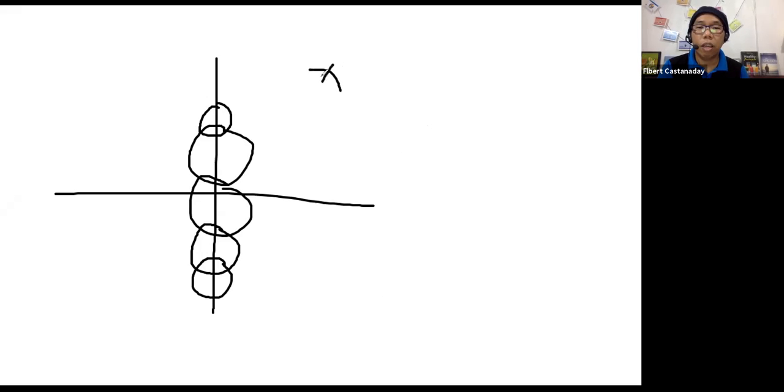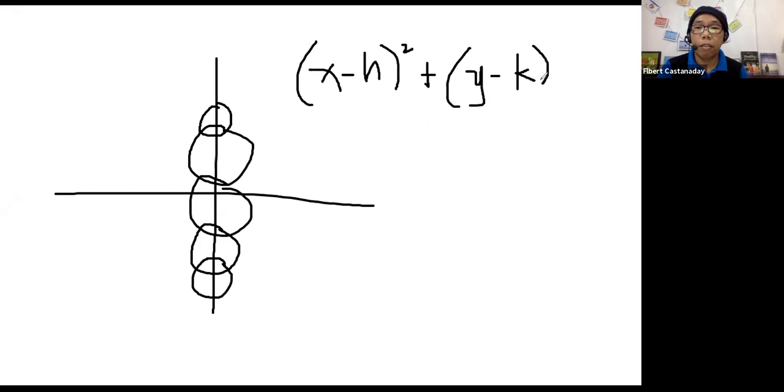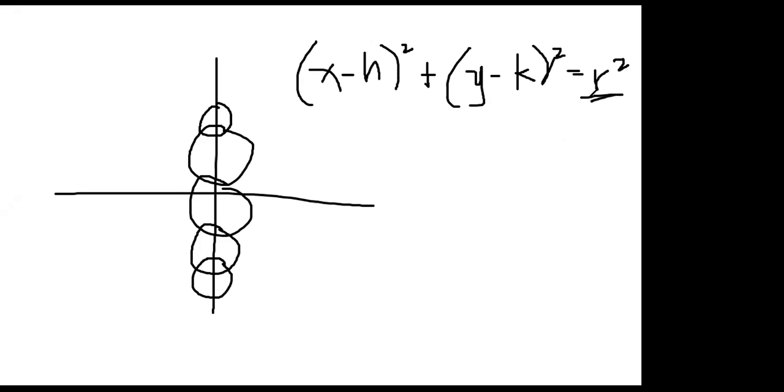Sige, isulat ko muna yung pinaka-equation kapag h, k yung center. (x minus h) squared plus (y minus k) squared equal to r squared. So ano yung sure na parameter na dito, guys? Yung radius, di ba? So may radius ka na.